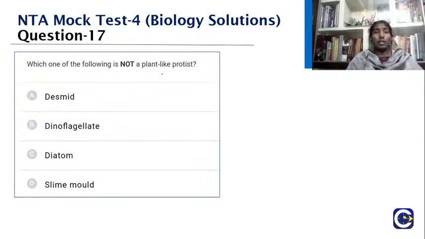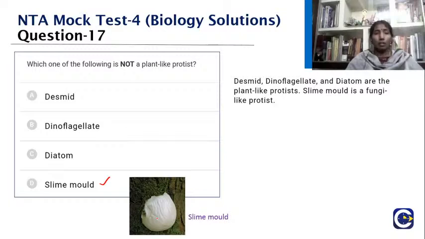Which one of the following is not a plant like protist? Desmid, dinoflagellate, diatom, slime mold. When you see desmid, dinoflagellate, diatom, they are all plant like protists. Which is the option? The fungi like protist is the slime mold. Many students know that dinoflagellate and diatom are plant like, but you will have confusion between the desmid and the slime mold.